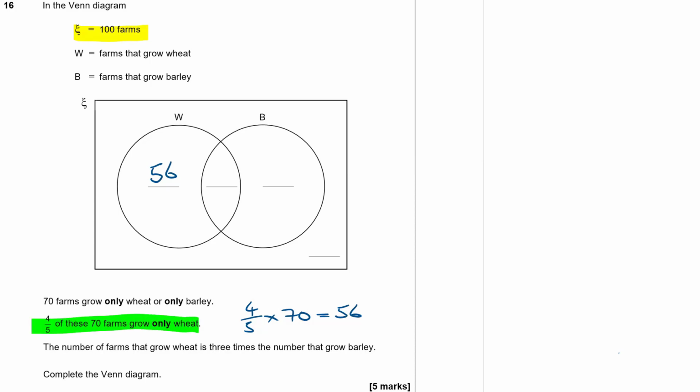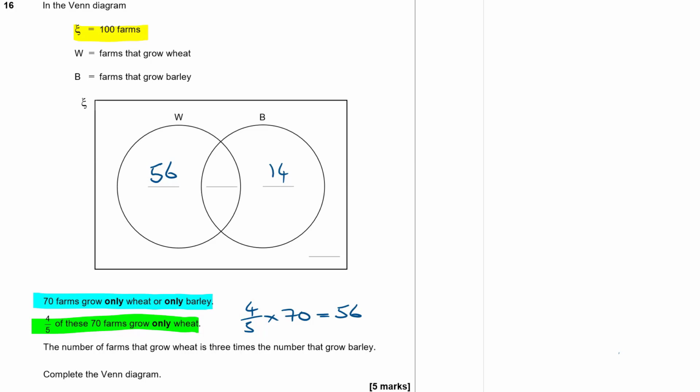And we're also told, remember, that 70 farms grow only wheat or only barley. So that 56 added to what goes in here adds up to 70. So we need to have 14 in here. So when I add it onto the 56, I get 70.